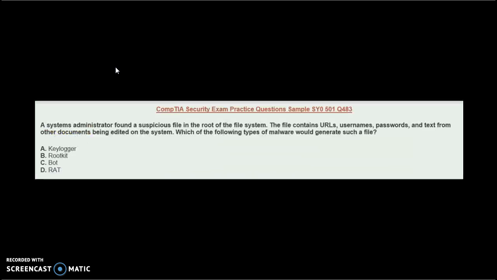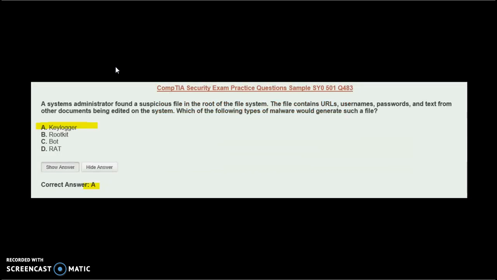A system administrator found a suspicious file on the root of a file system. The file contains URLs, username, passwords, and text from other documents being edited on the system. Which of the following types of malware would generate such a file? That is a keylogger. As you see, all that stuff is written down right there. Keylogger.